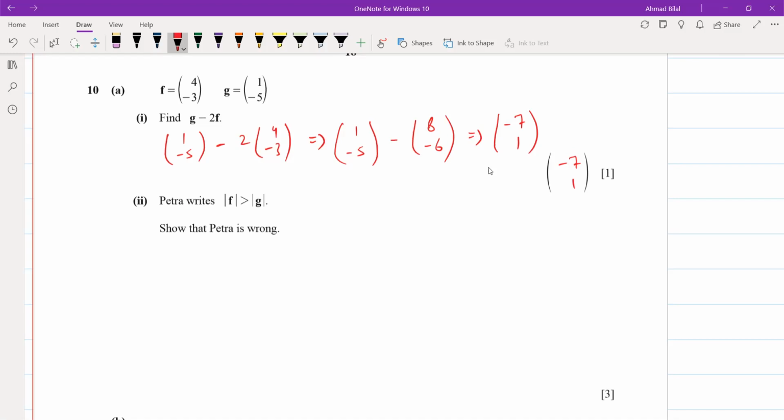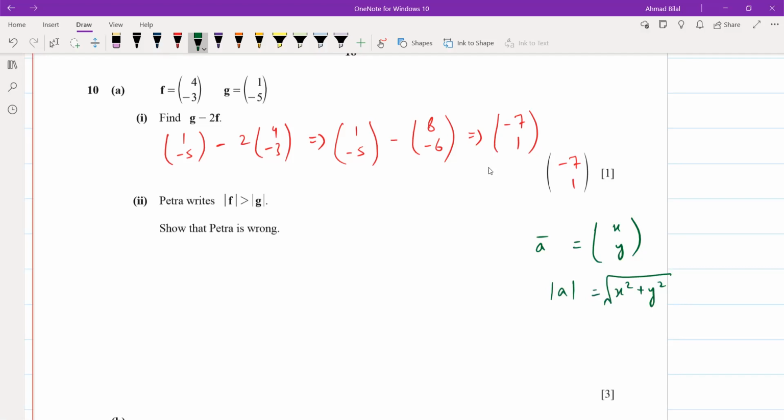अच्छा, अब उसके बाद वो क्या कहता है, Petra writes the modulus of f is greater than the modulus of g. अब modulus क्या होता है, remember modulus का formula क्या होता था. If we have a vector a given by (x, y), इसका जो modulus होता है that is equal to the square root of x square plus y square. Pythagoras से आ रहा होता है, basically square root of x square plus y square.